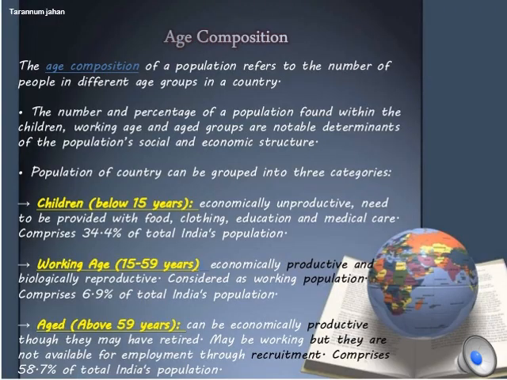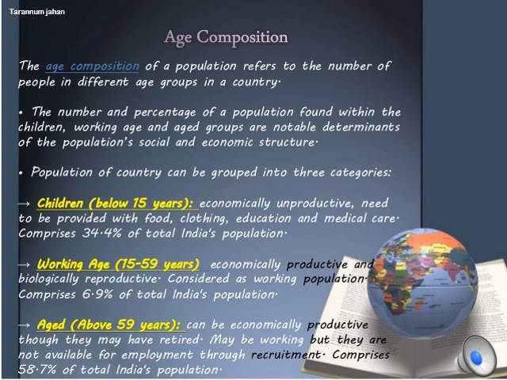Now let's see the age composition. The age composition of the population refers to the number of people in different age groups living in a country. The population of the nation is grouped into three broad categories, that is, children, working age, and aged. Now, who are these children? The children are generally the people who come under the category of 15 years. They are economically unproductive and need to be provided with food, clothing, education, and medical care.